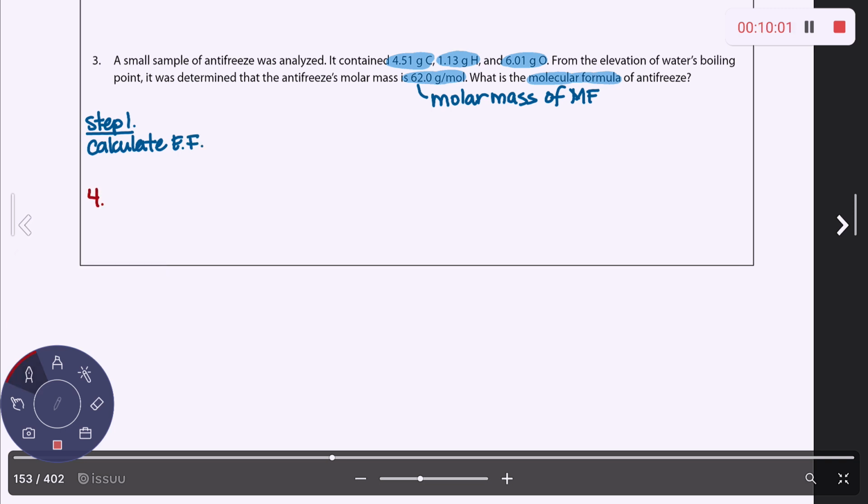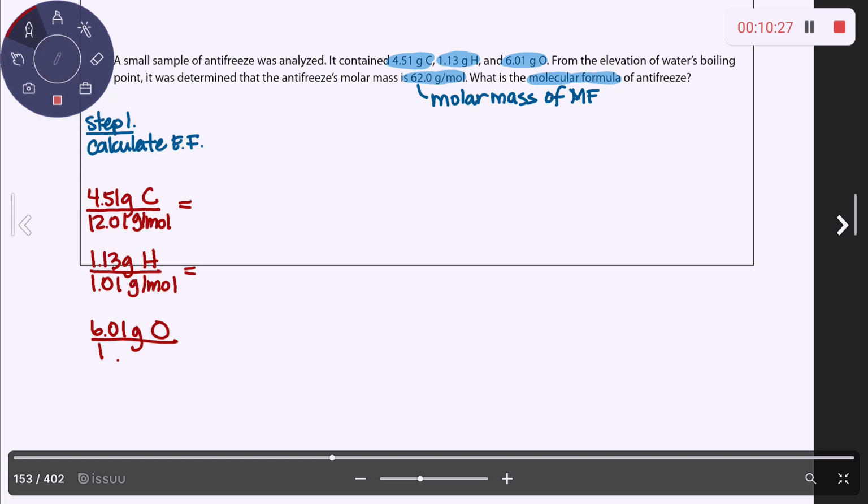Okay, so 4.51 grams of carbon, 1.13 grams of hydrogen, 6.01 grams of oxygen. We're going to divide each one by its molar mass. Notice I am not dividing by diatomic molar masses, like I'm not multiplying the molar masses by 2, because these are all elements that are inside of a compound, okay? I do not round my moles. I take my moles 4 or 5 places beyond the decimal.